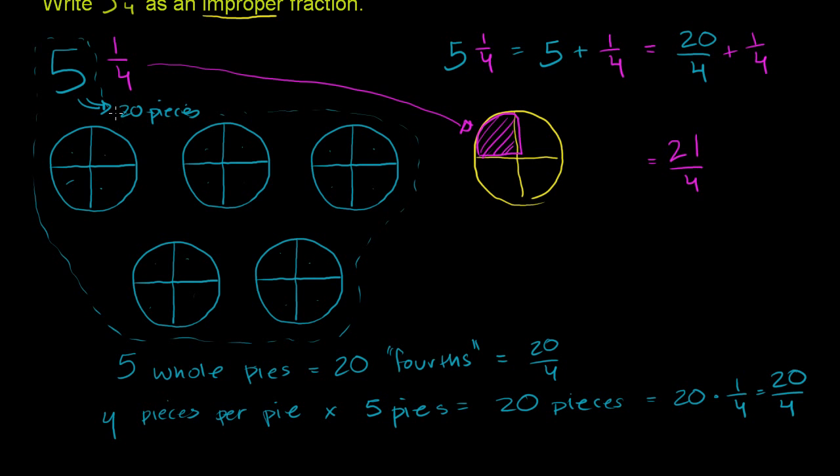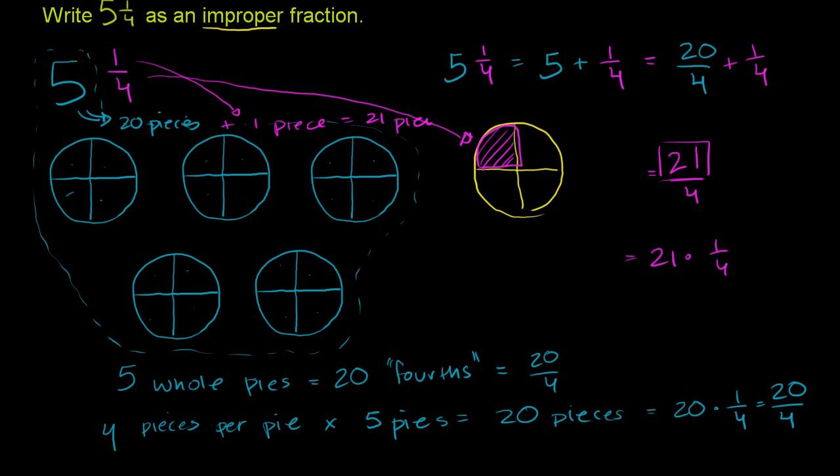But a quicker way is to say, well, we have 5 pies. Each of them has 4 pieces. 5 times 4 is 20. This 1/4 right here represents 1 piece. So total, we're going to have 21 pieces, where each piece is 1/4. So you could say we have 21 times 1/4, or 21/4 pieces of pie. However you want to think of it, we've solved the problem. We've written 5 and 1/4 as an improper fraction.